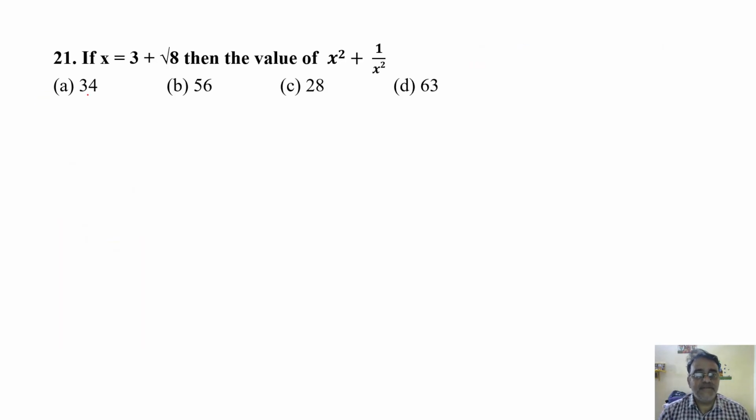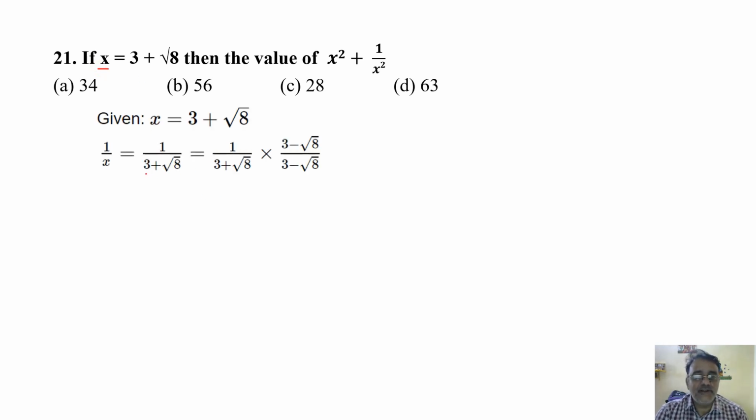Now 21st question. This is very good question. If x is equals to 3 plus root 8, then the value of x square plus 1 upon x square. So what we will do, first we will find 1 upon x. So 1 upon x will be 1 upon 3 plus root 8. उसको फिर हम लोग rationalize करेंगे. So इसका rationalizing factor है 3 minus root 8. Now these two are in the form of a plus b into a minus b. So ये हो जाएगा a square minus b square, that is 9 minus 8. Now this will be 1. So finally we are getting 3 minus root 8. This is clear to all of you?